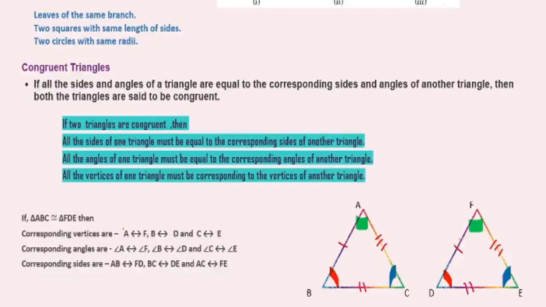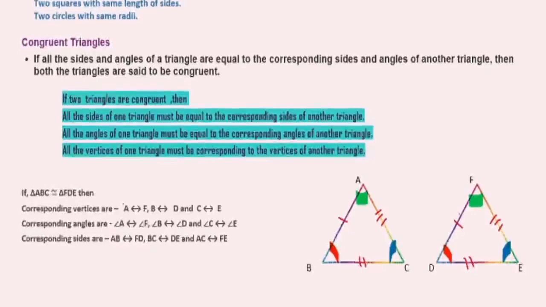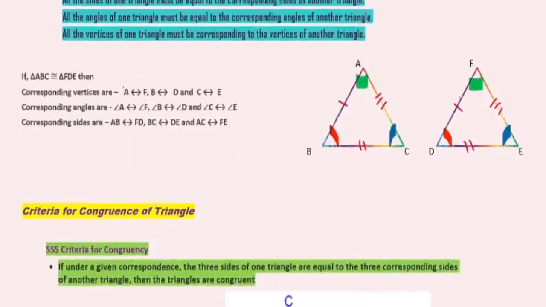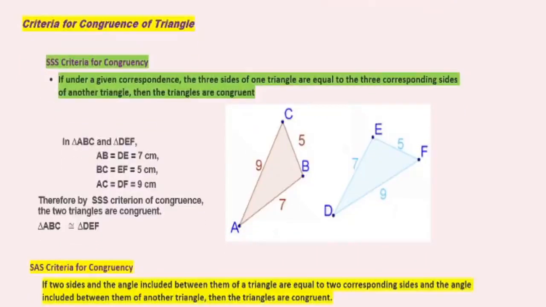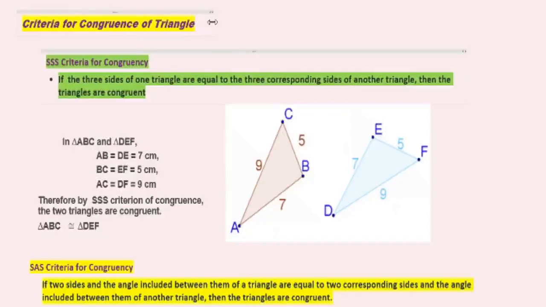Now we will move to the next topic: different criteria for congruence of triangles. For checking congruence, we can use different criteria. First one, the SSS criteria for congruence, or SSS congruence condition. If the three sides of one triangle are equal to the three corresponding sides of another triangle, then the triangles are congruent.